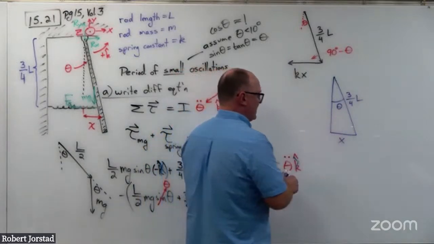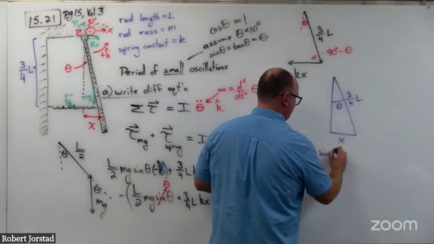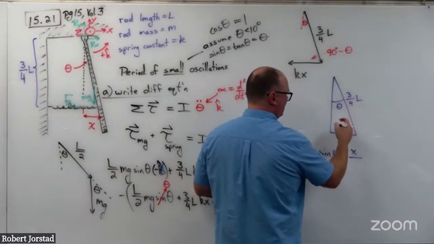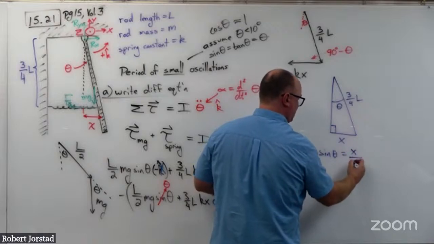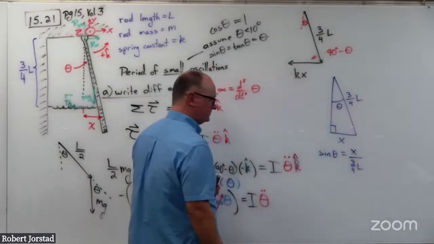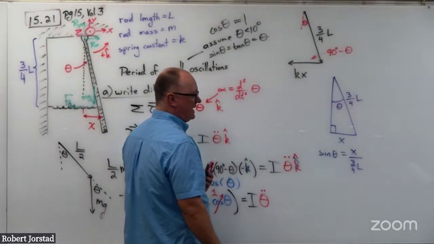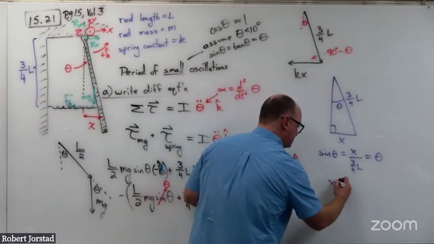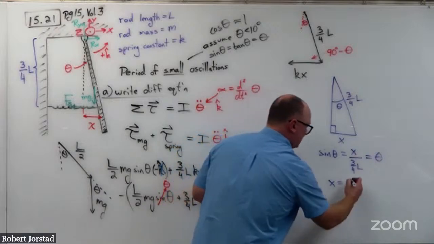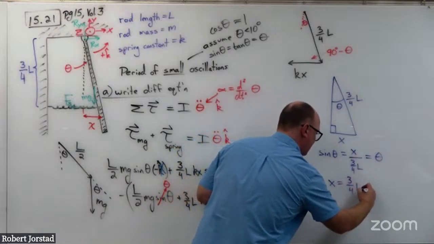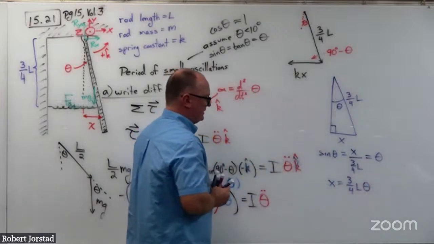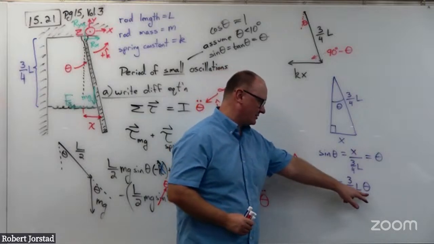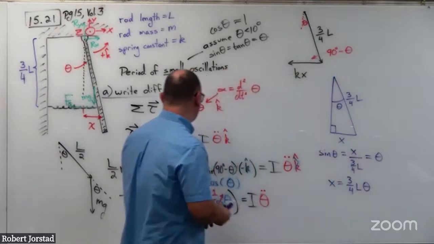So now in this case, I see that sine of theta is equal to x over, and this is the right angle here, 3/4 L. But if we're using the small angle approximation, sine theta equals theta. So notice that x is essentially equal to 3/4 L theta. I'm going to pause and make sure I didn't flip this. Okay. So notice this is units of meters, meters times radians. The units match up. So this is looking pretty good.